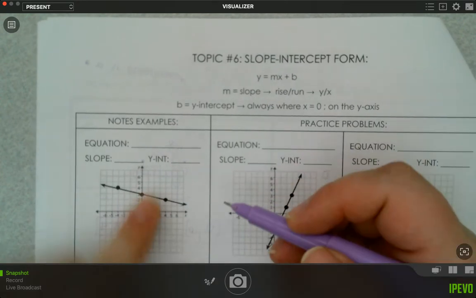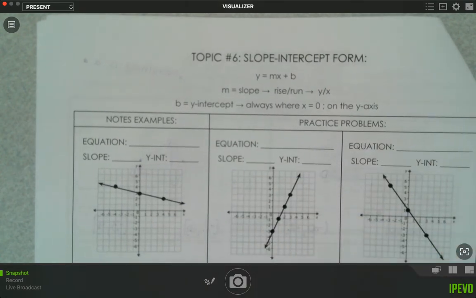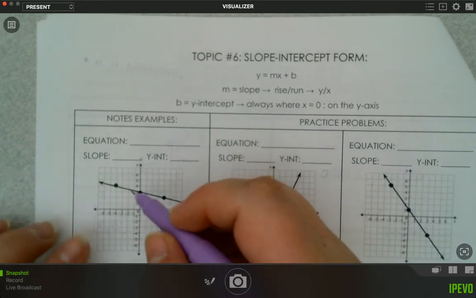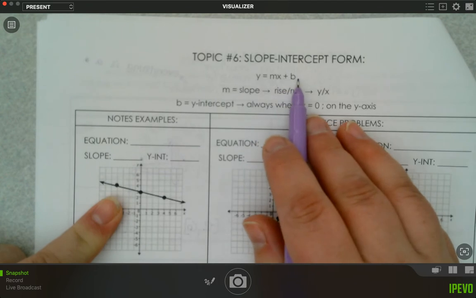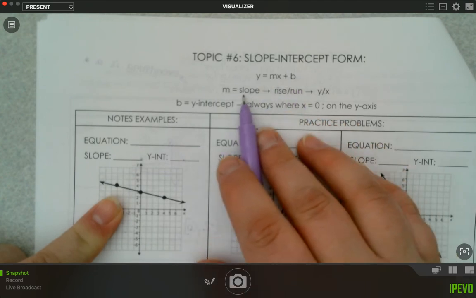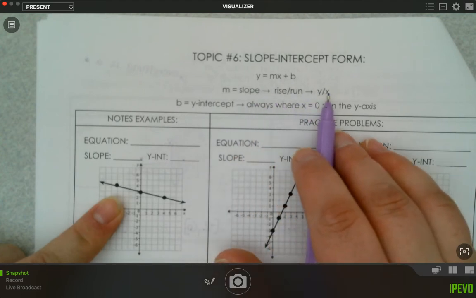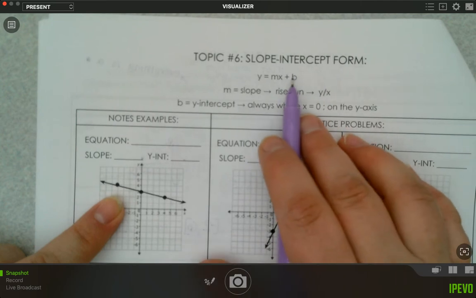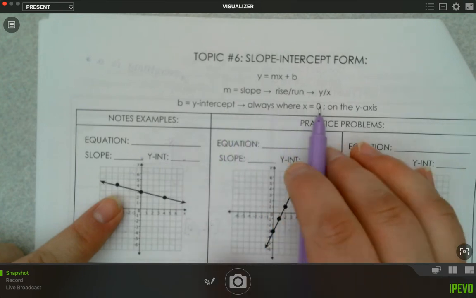And I'm going to do the notes over here along the left side so that the practice problems kind of line up together with the notes example that it follows. So remember that slope-intercept form is y equals mx plus b, where m is the slope. And you can calculate slope by finding rise over run, or the change in y over the change in x. B, the number at the end that's not next to x, is the y-intercept. And that's always where x equals 0.